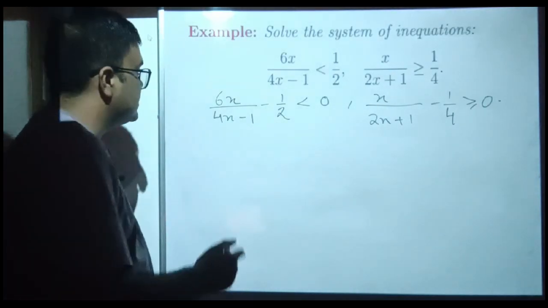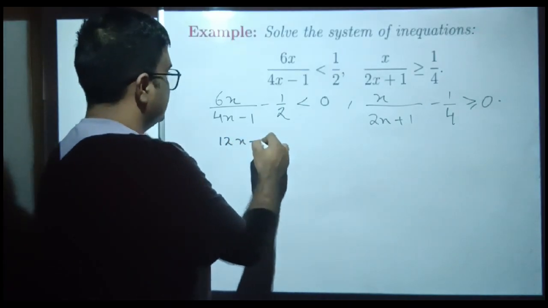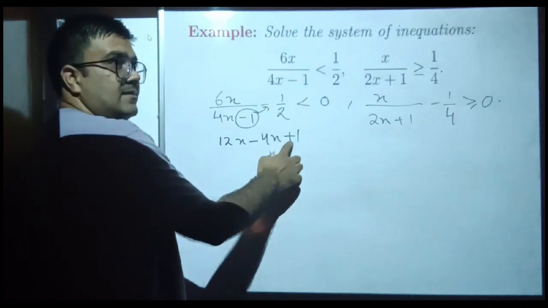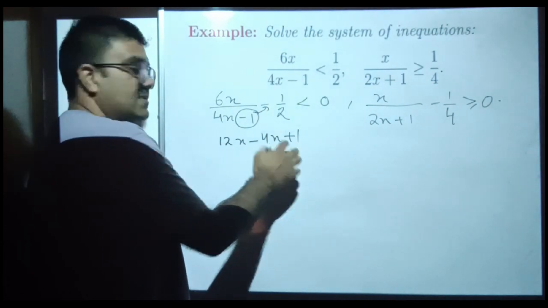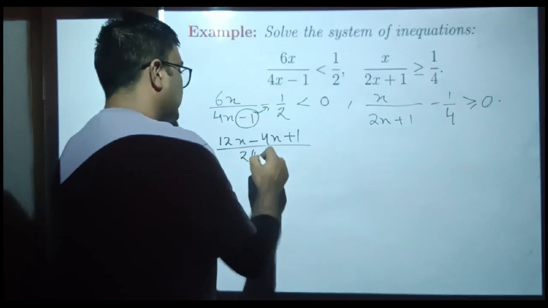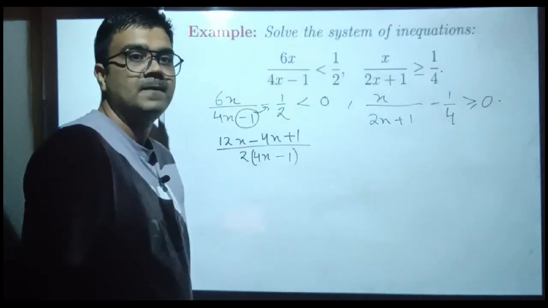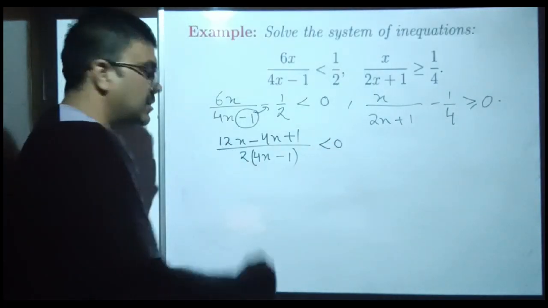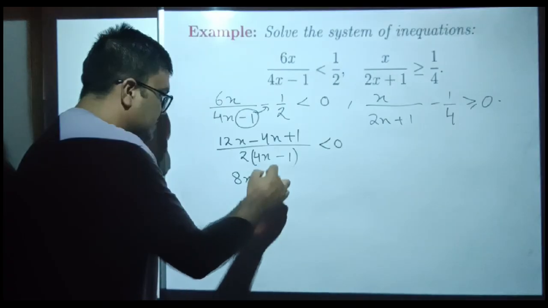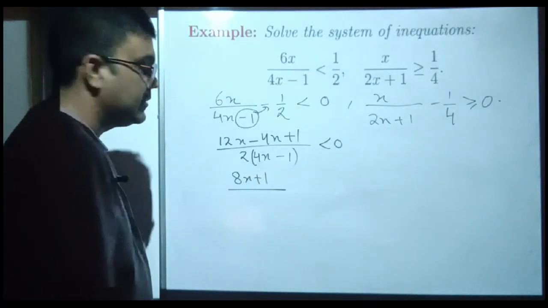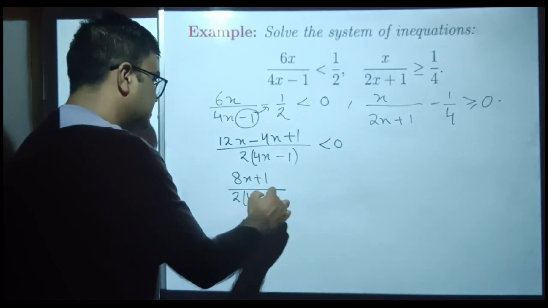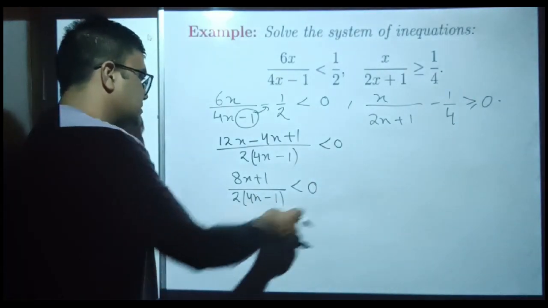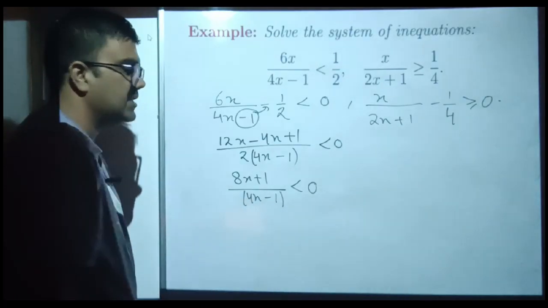and solve these equations. It will become 12x minus 4x plus 1, where the minus sign is there. Be very cautious when you are writing this value, it is plus 1 over here, divided by 2 into 4x minus 1, and this value is less than 0. When you solve this, you will get 8x plus 1 divided by 2 into 4x minus 1 is less than 0. We can adjust this, multiply this 2 over here, and we are left with this inequality.